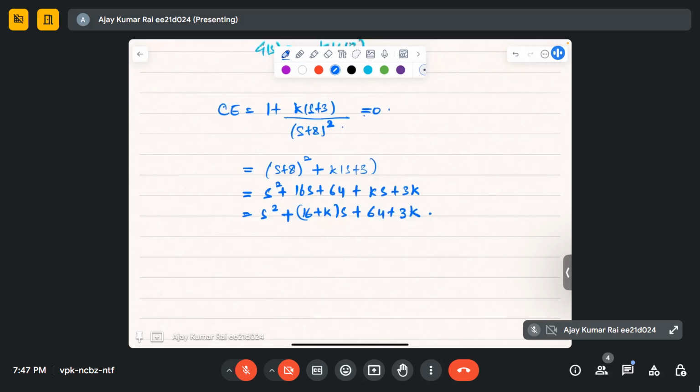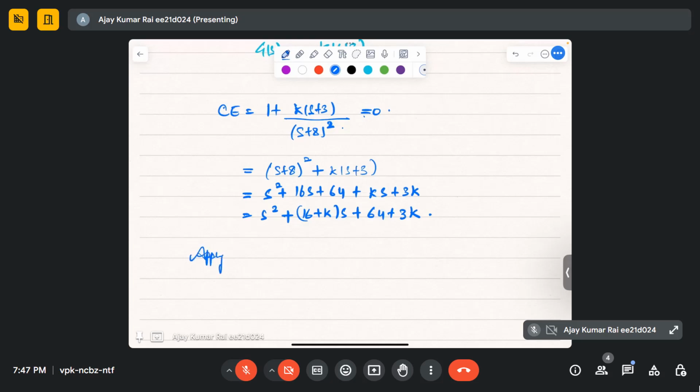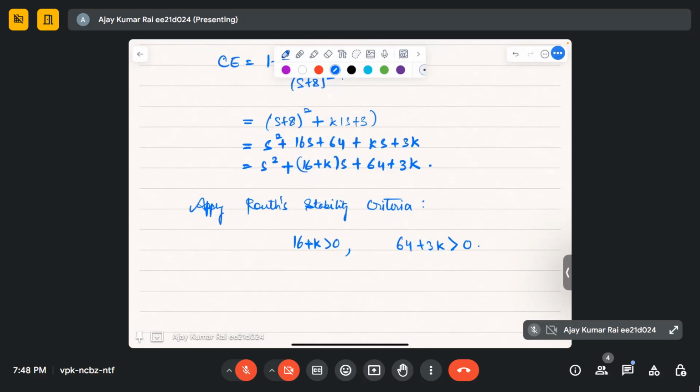Okay, apply the Routh criteria. So you can say it's a quadratic equation, right? So all the coefficients should be positive, because the coefficient of s square is 1, which is positive, so 16 plus k should be greater than 0 and 64 plus 3k should be greater than 0. So that means k should be greater than minus 16.